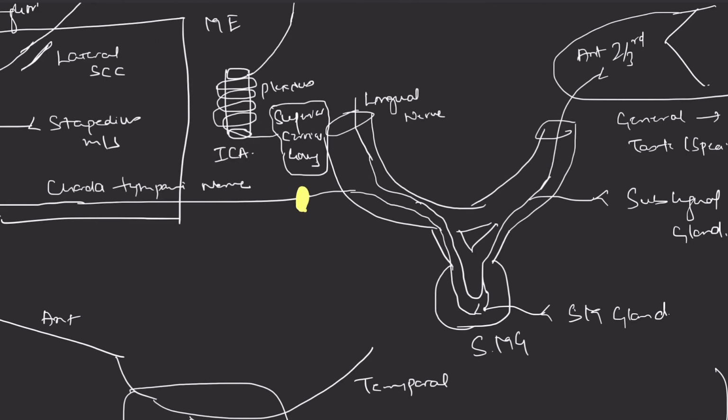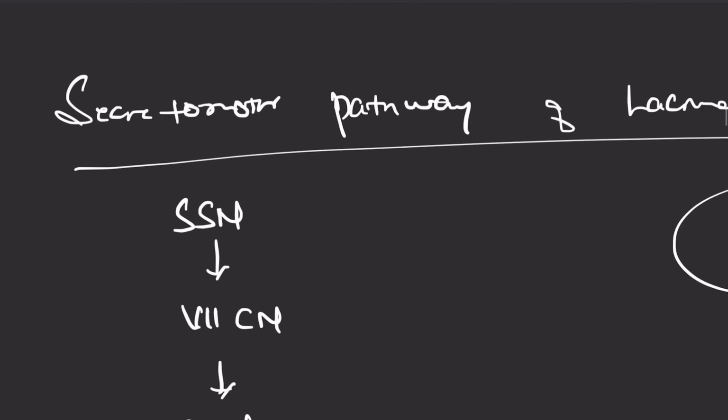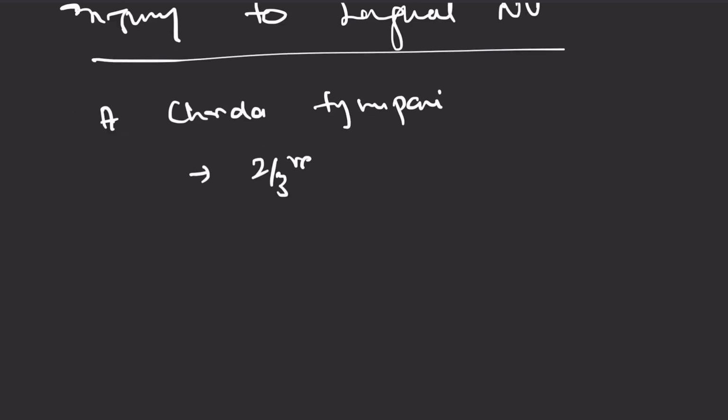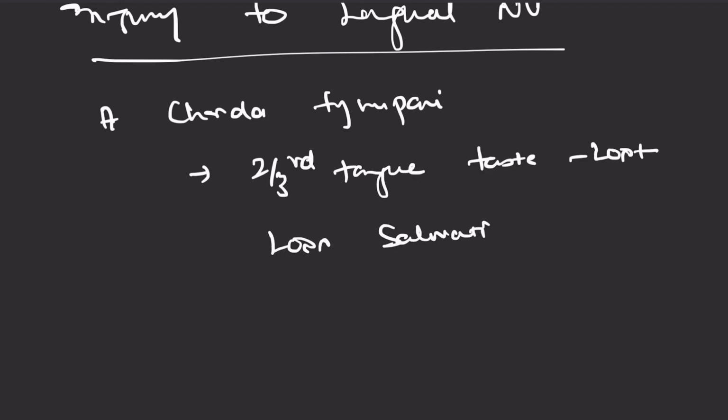Option A is damage only to the chorda tympani nerve. Option B is damage only to the lingual nerve. Option C is damage to both the chorda tympani and the lingual nerve. So A is only the chorda tympani. Then what will happen? There will be loss of taste sensation from the anterior two-thirds of the tongue, and loss of salivation because it supplies the submandibular gland and sublingual gland.